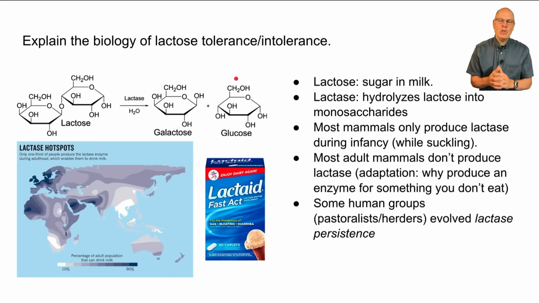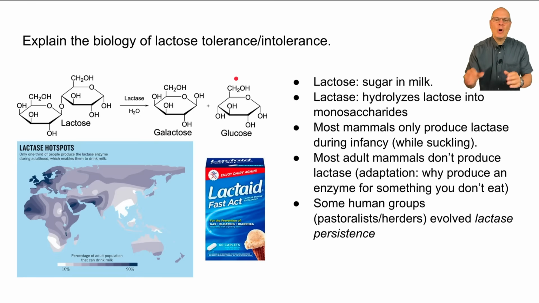But what happened in human evolution is that some human groups that were pastoralists, herders, these are people who were associated with cows and sheep and goats and so on and so forth. They had access to all these milk products from the cows and the sheep and the goats, and some of them developed a mutation that enabled them to continue to produce the lactase enzyme into adulthood. And that opened up a whole niche of food exploitation that wasn't otherwise available.